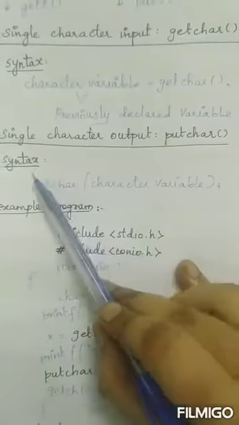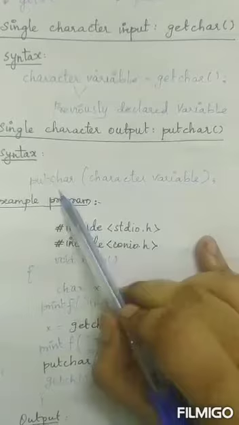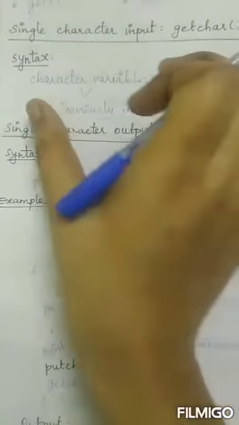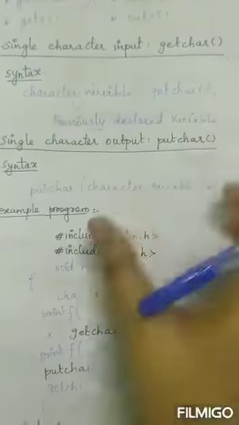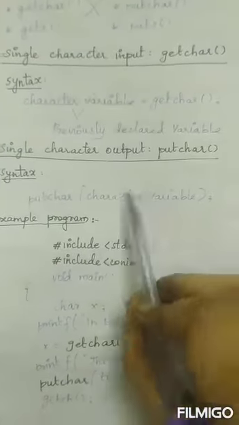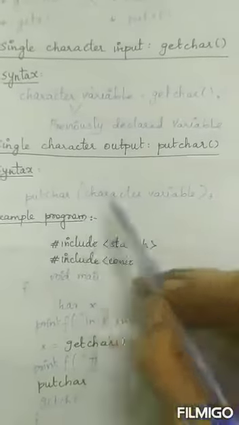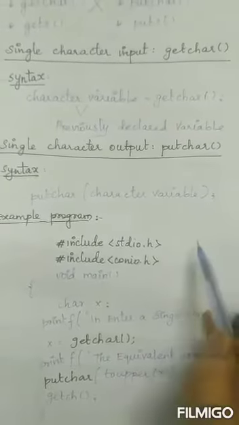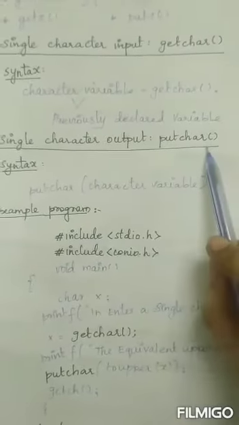Next we are going to see the syntax for single character output, putchar. Putchar, it means this character variable should be inside that bracket. As we produce the output, we display from this character variable, from the input. So it should be inside the bracket with a semicolon. So these were the basic syntax of getchar and putchar.